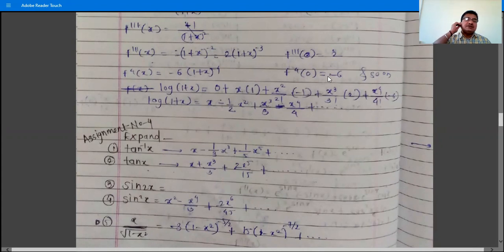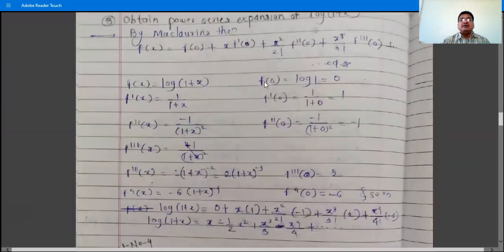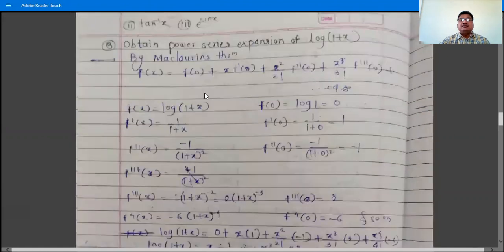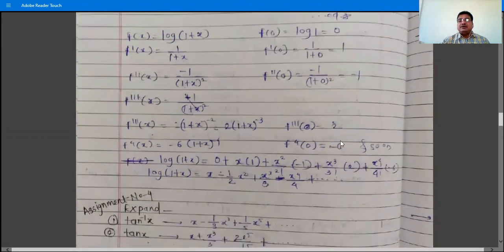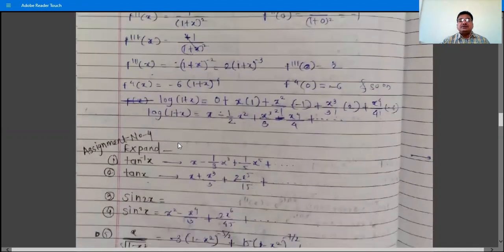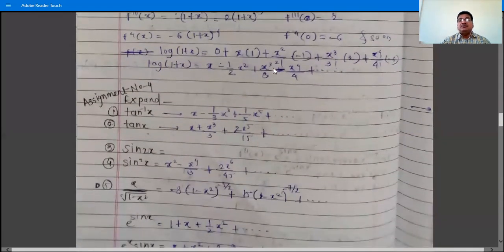Then substitute all these values in equation number star. That is f(x) is log(1+x), f(0) is 0, x f'(0) is x, then x²/2! f''(0) is -1, x³/3! f'''(0) is 2, and the next term is x⁴/4!, the fourth order derivative is -6. This is the expansion of log(1+x): x - x²/2 + x³/3! times 2, 3! is 6, 2/6 is 1/3, 4! is 24, and 6/24 is 1/4, and this is a minus term, and so on.